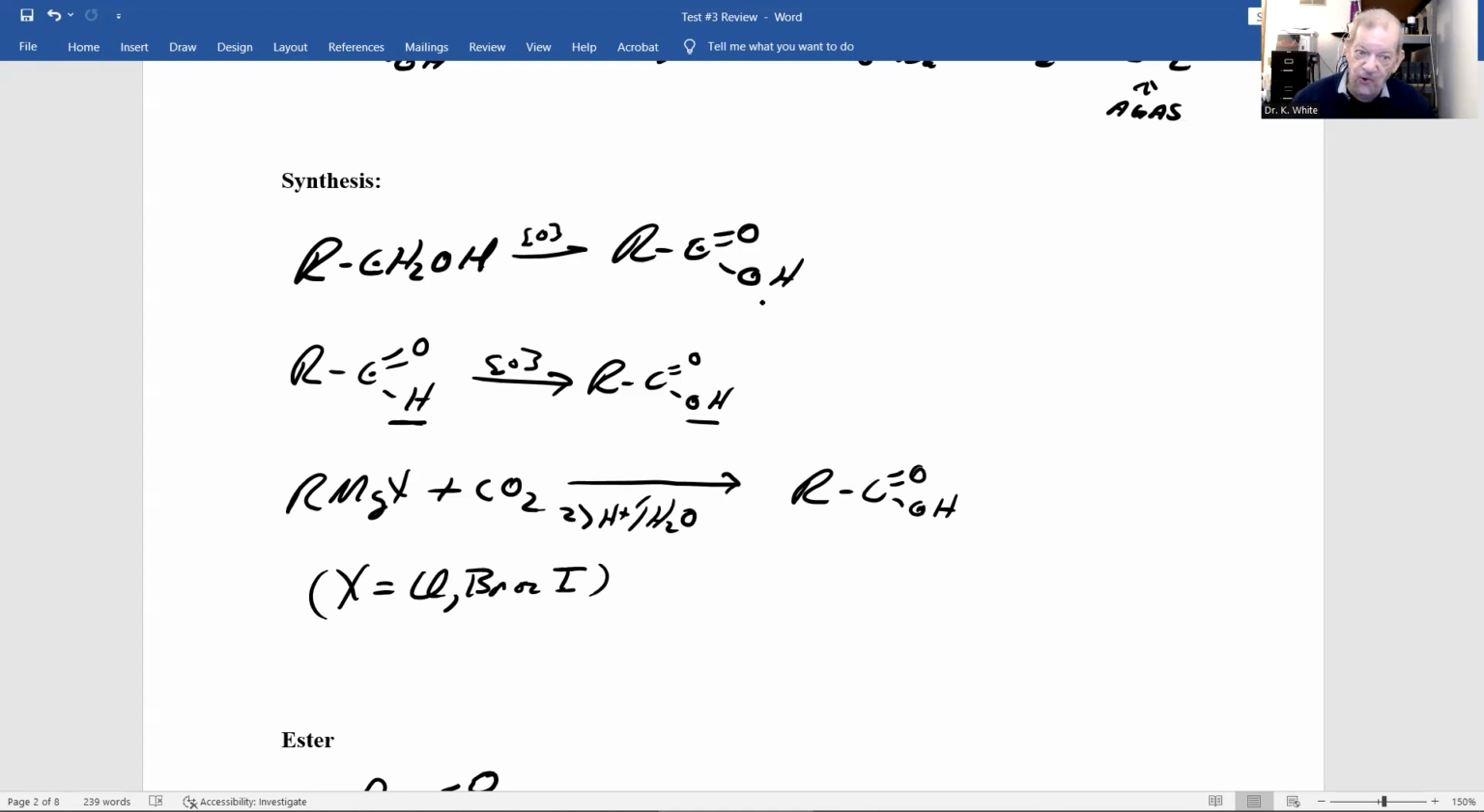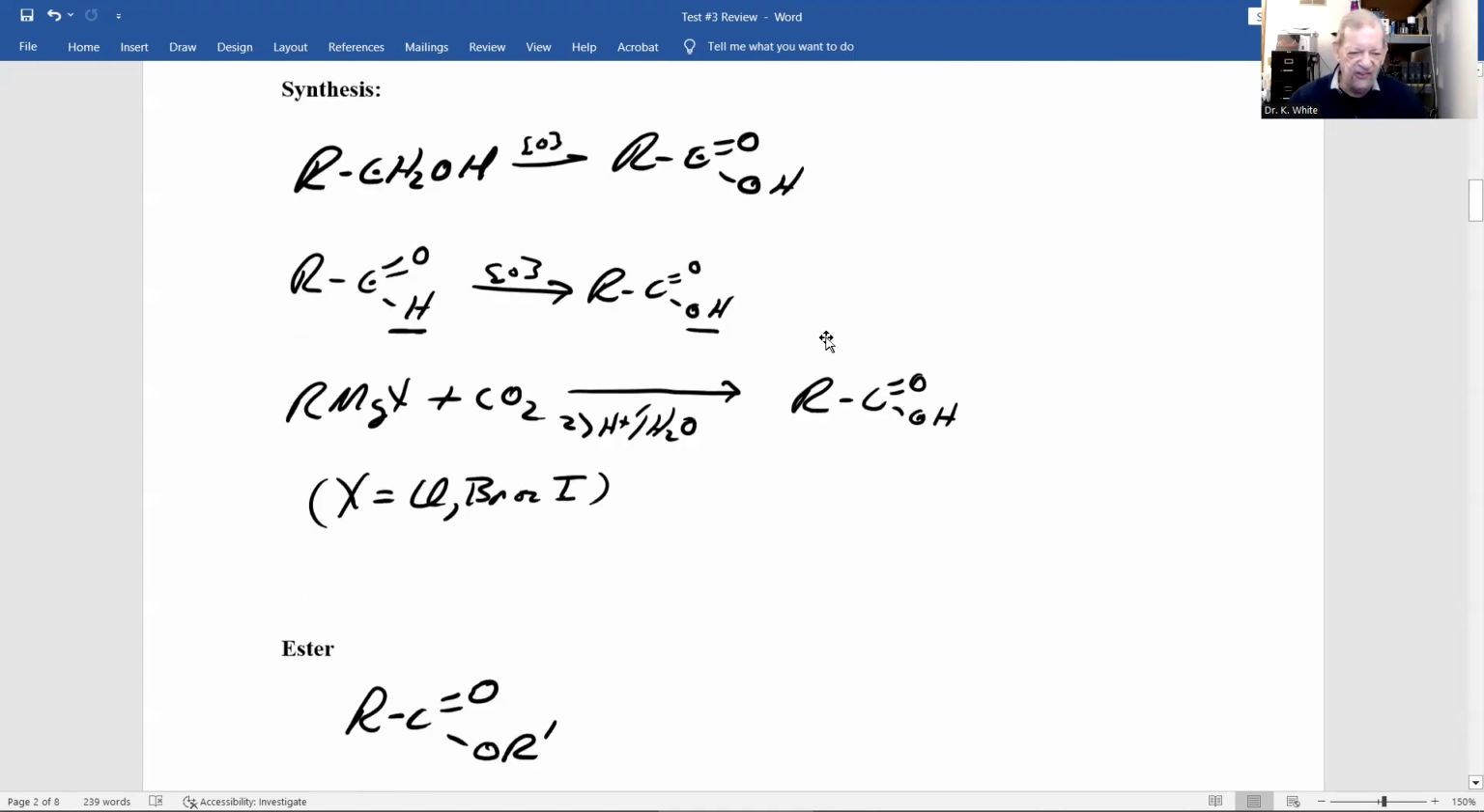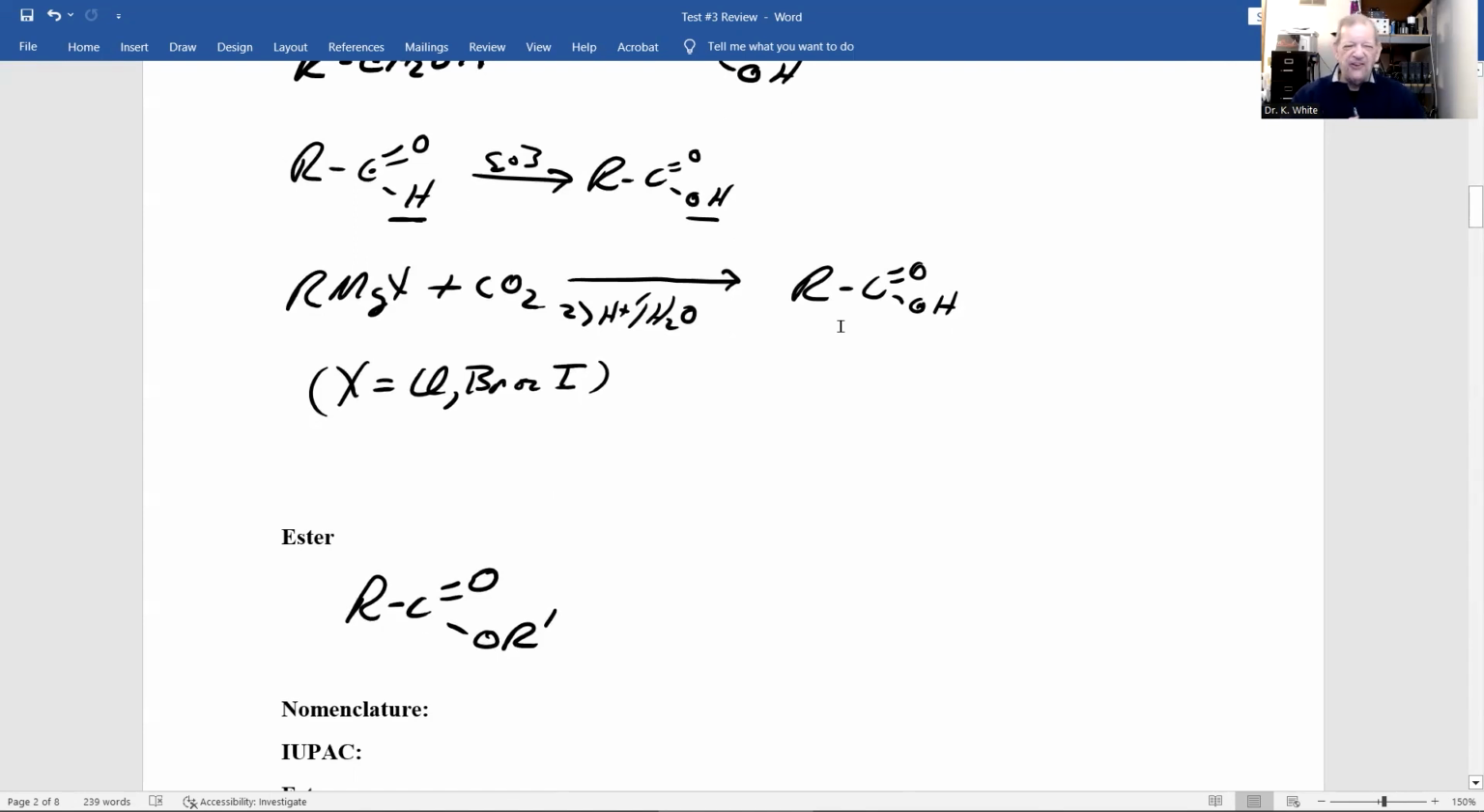Now, a really neat, cool way of making a carboxylic acid is reacting, and now you know I'm happy because I love Grignard reagents. A Grignard reagent, where X can be chlorine, bromine, or iodine, with carbon dioxide, second step water and acid, H plus, is acid, like H2SO4, other acids, and you get a carboxylic acid that's one carbon longer than the R group you started with. The carbonyl carbon in the carboxylic acid will be attached to the R carbon in the R group that has the MgX on it.